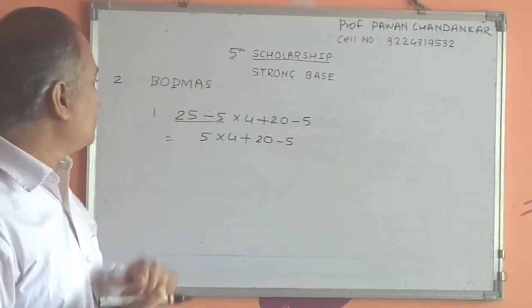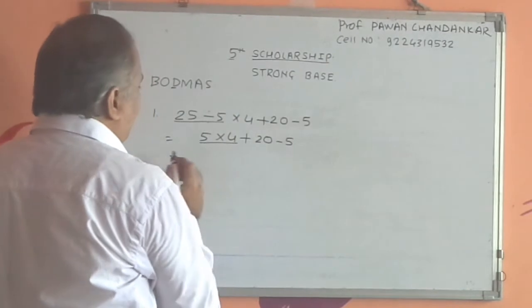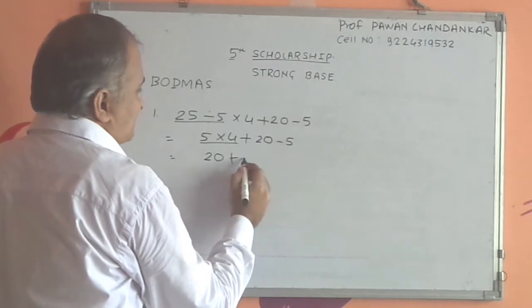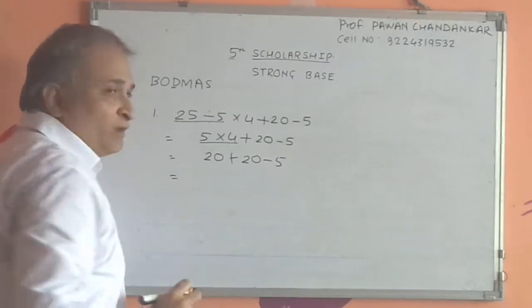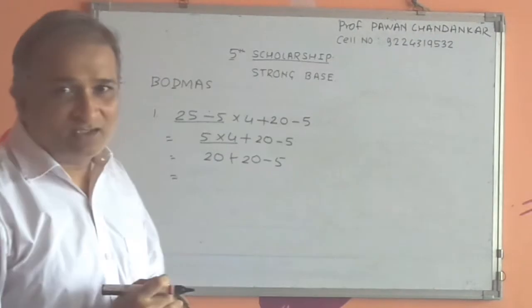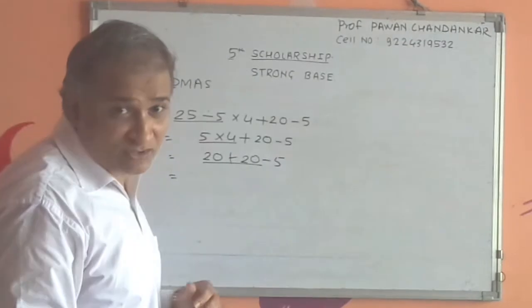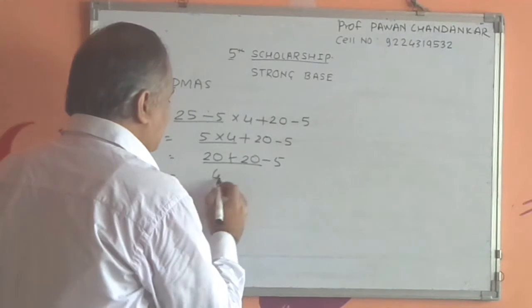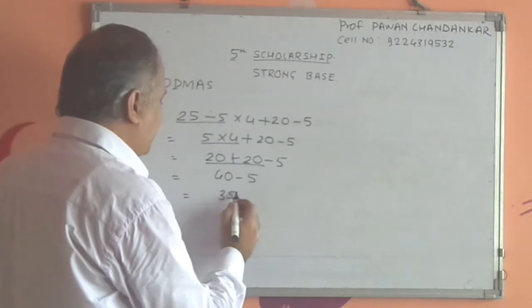In the order of BODMAS, yes, M is there. After D, M is there. So I will do the multiplication now. 5 4s are 20. Rest of the things I will write as it is. 20 plus 20 minus 5. Now what is the next step, kids? Yes, addition is there. So let's add 20 and 20. What is the answer? Yes, it is 40. So 40 minus 5, the final answer is 35.